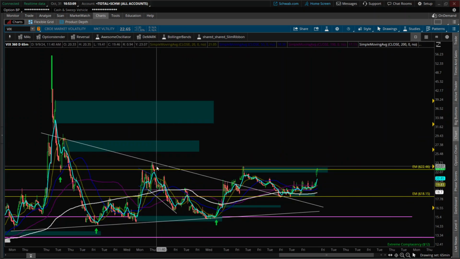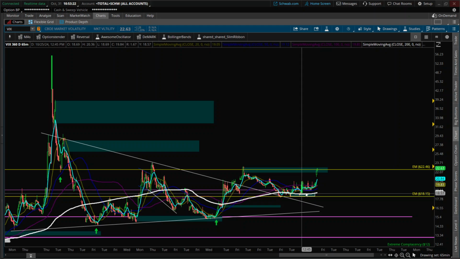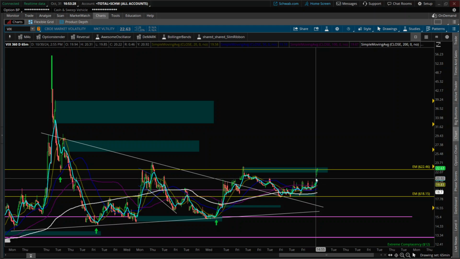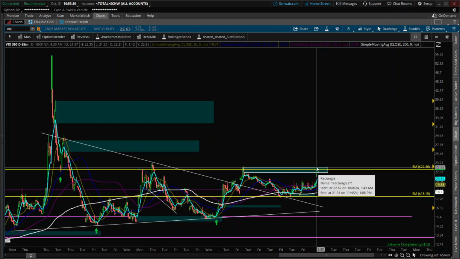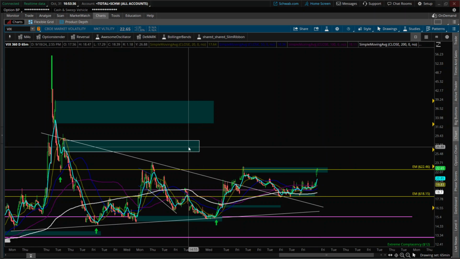So here we have the VIX. Now we have a big area here we're coming into at the 22 to 23 zone, and we're looking to break out from that. It's as simple as that. We've had this spring get so tight, and finally we're breaking out of it. And I don't think the employment situation is going to stop it. I think it's going to accelerate it until we get to some of these levels.